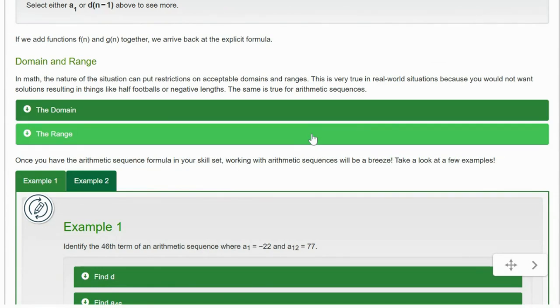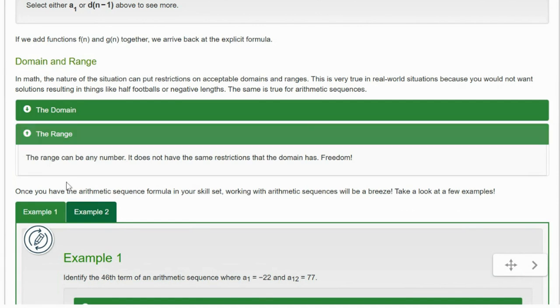You can have sequence with positive numbers, negative numbers, decimal numbers. 0 can be in your sequence. That is all legal. So the range is not restricted. It can be any number. It just depends on your sequence. Now, a specific sequence has a specific range. It can only be certain numbers if we're talking about a specific arithmetic sequence. But if we're just talking about arithmetic sequences in general, there's no restriction.